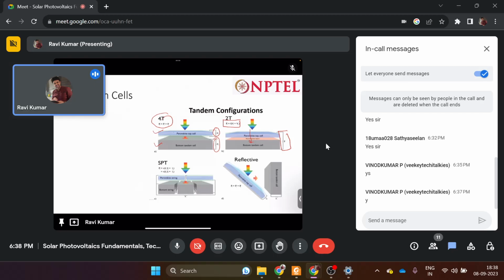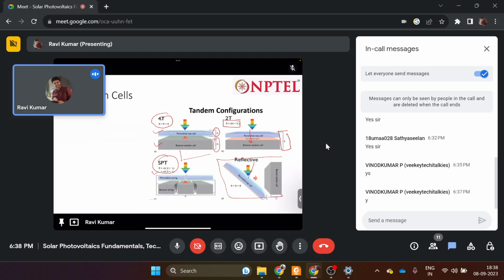And then we have a combined series and parallel combination. For the series and parallel combination, this will be the power output. And there is one more way, where we can have one cell at a particular angle so that the light will be reflected and captured by the second cell. So this way we have different tandem configurations.